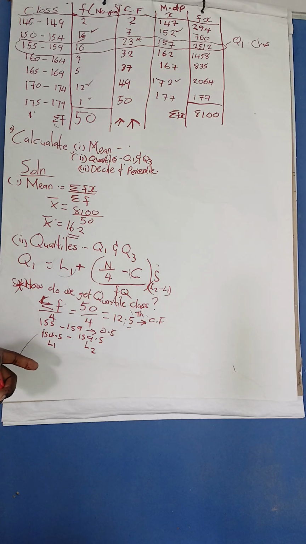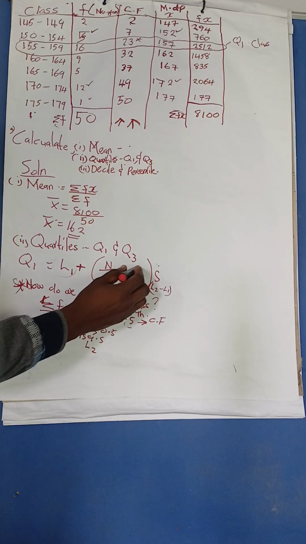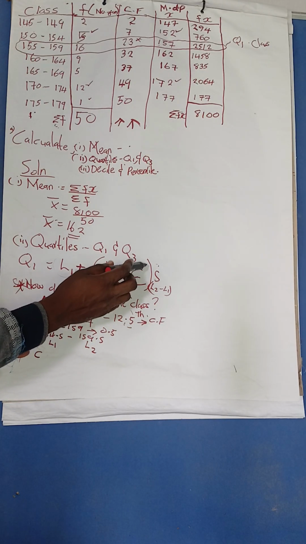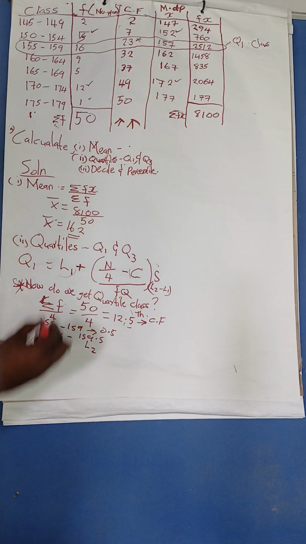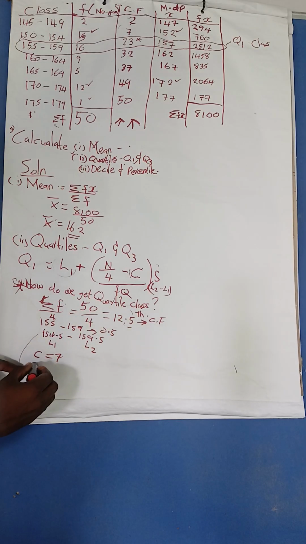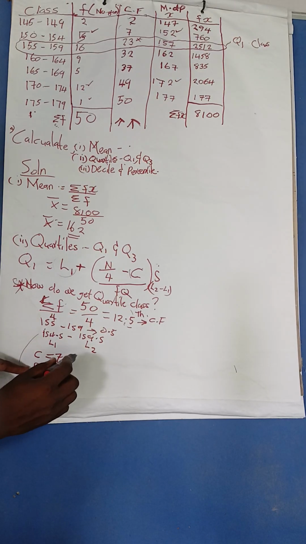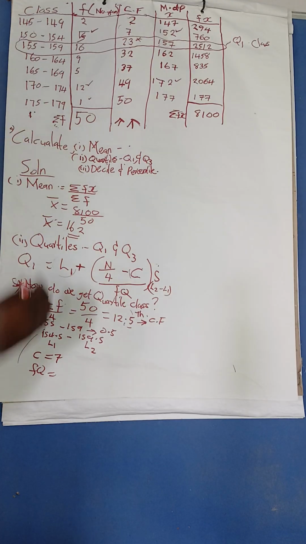It will be very easy for us now, if you have identified L1 and L2. So what next? We already have C. Remember, C is the cumulative frequency before the quartile class. Now that we have the quartile class, the cumulative frequency before it is 7. And FQ is the frequency of the quartile class, which is 16.